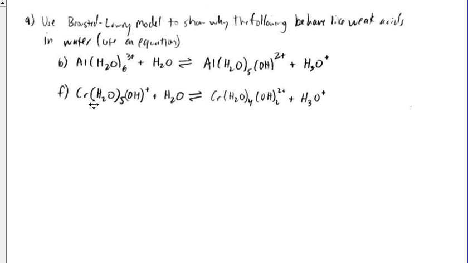Another complex ion with chromium, water, and hydroxide, again trying to show how it acts like a weak acid. We're going to have it donate 1 hydrogen, and so we're going to see this subscript 5 for the number of waters drop to 4. And we're going to see the number of hydroxides increase to 2, and the charge will also change.